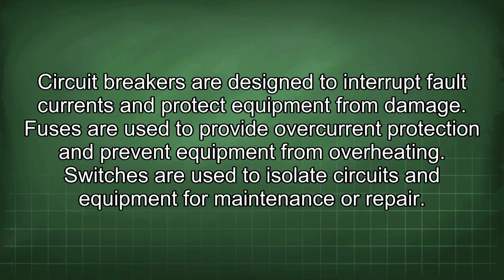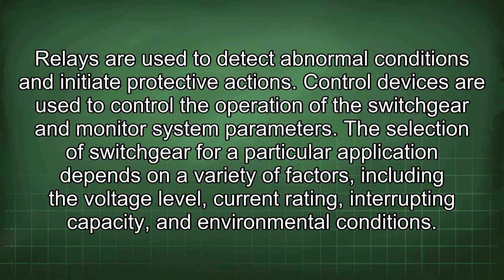Circuit breakers are designed to interrupt fault currents and protect equipment from damage. Fuses are used to provide overcurrent protection and prevent equipment from overheating. Switches are used to isolate circuits and equipment for maintenance or repair. Relays are used to detect abnormal conditions and initiate protective actions. Control devices are used to control the operation of the switchgear and monitor system parameters.